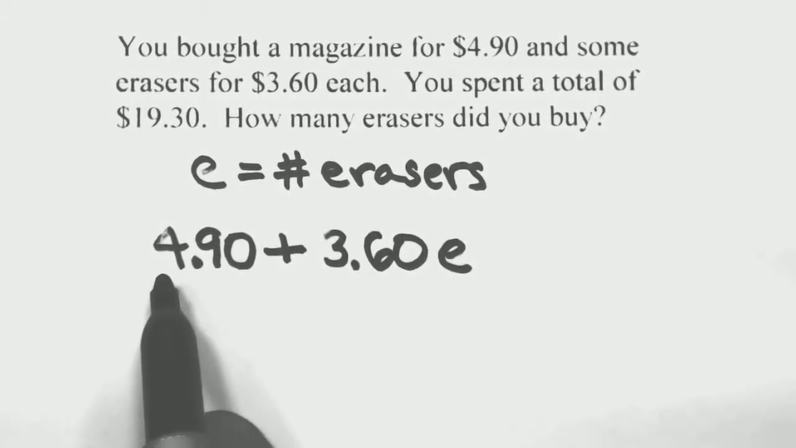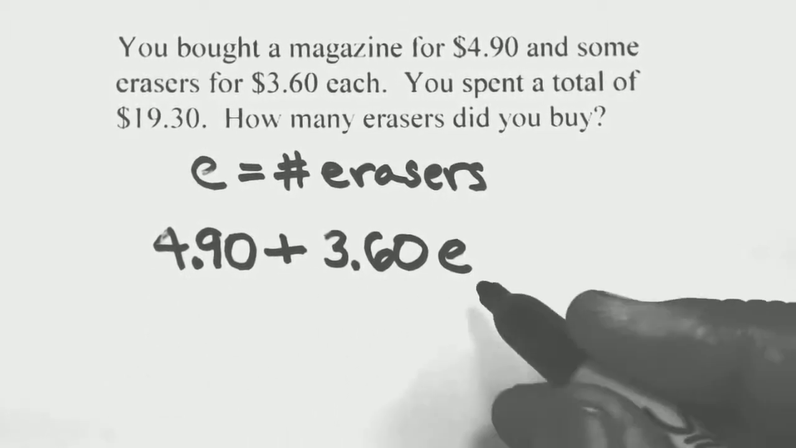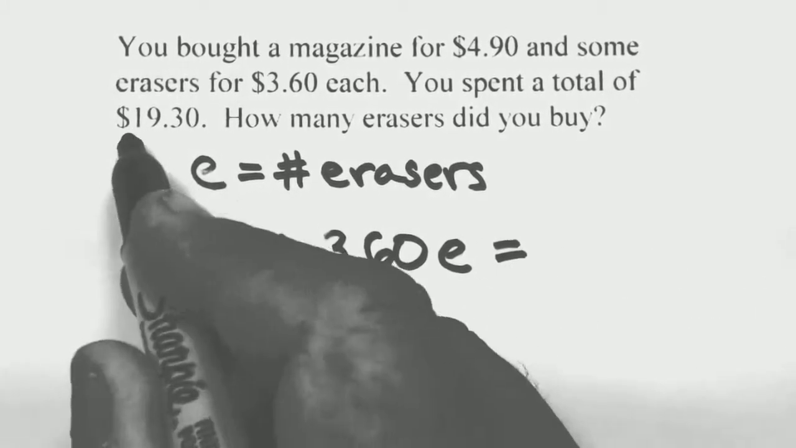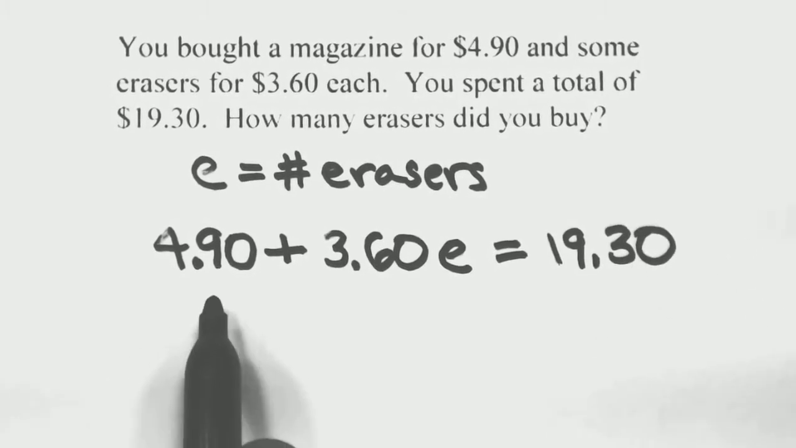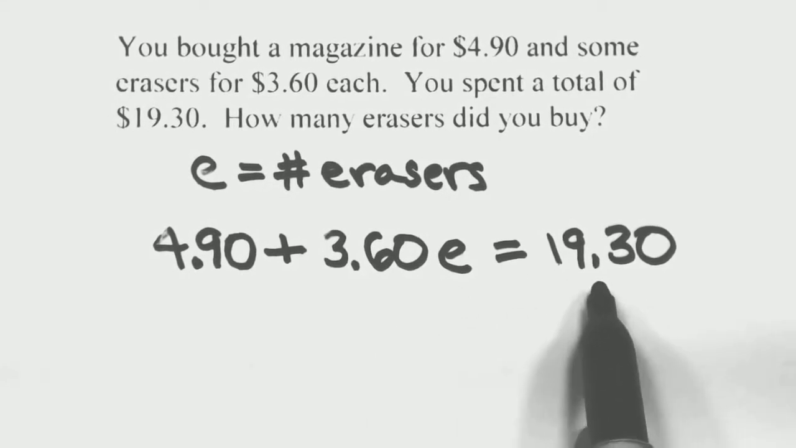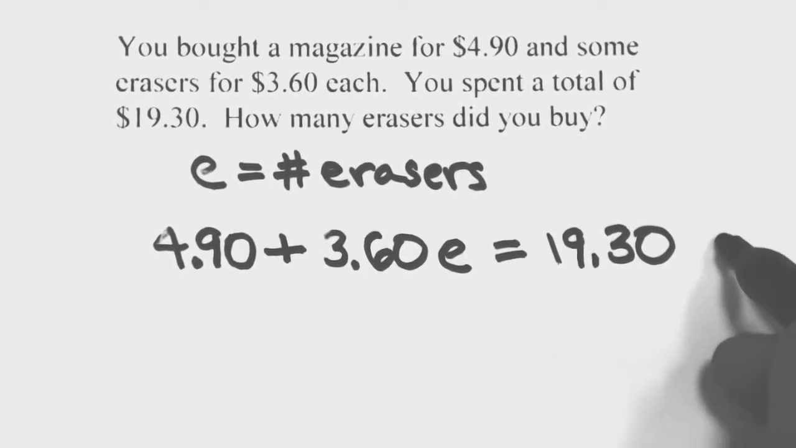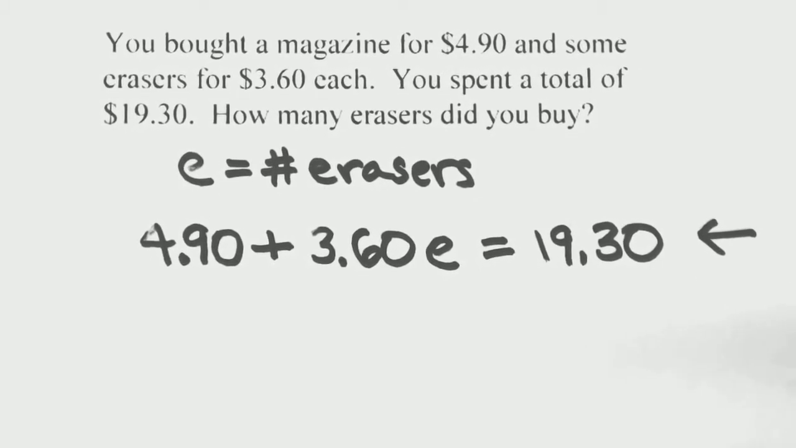So here we go. Here's what we spent for the one magazine, plus what we spent for all the erasers that we got. And the one thing we know is that the total amount that was spent was $19.30. So the magazine plus however many erasers at $3.60 each, total cost $19.30. Now, of course, that's going to be the equation that you would give. Now, let's solve it. And as always here, E equals whatever number the final answer is.